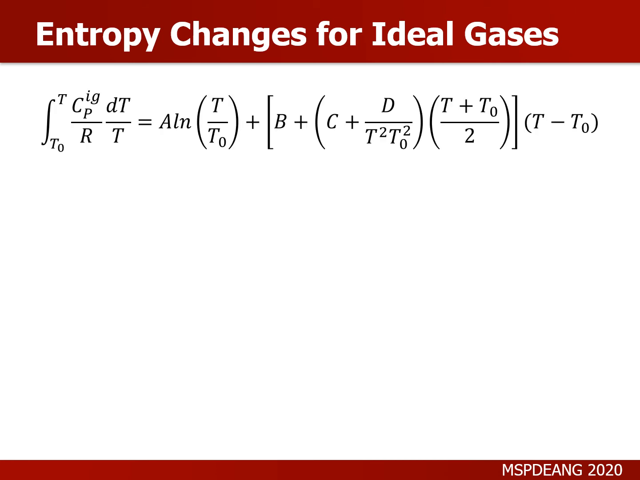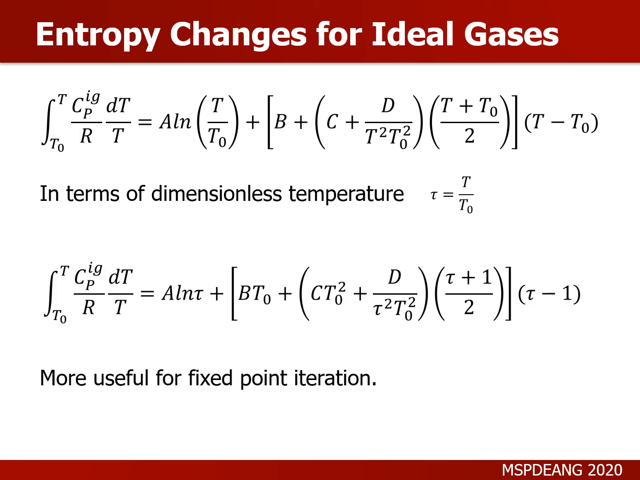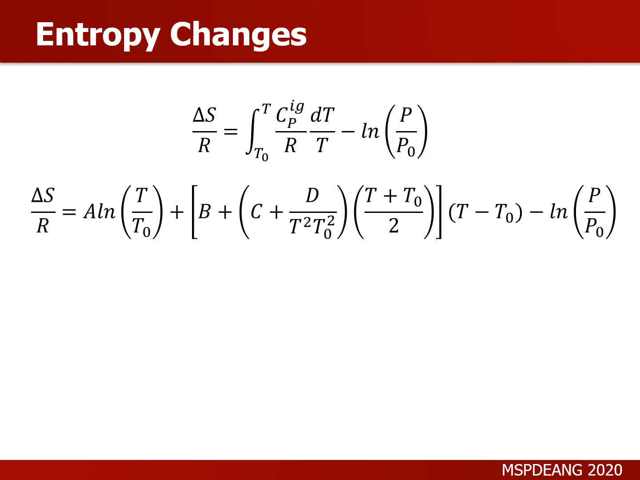In some cases, in our textbook reference, Smith, Van Ness, and Abbott, yung ginagawa niya, ina-express niya itong term na to in terms of a dimensionless temperature. So, tau is equal to T over T naught. And it's more useful, supposedly, for fixed point iteration, especially kapag unknown temperature yung ginagamit natin. Okay? So now combining, again, delta S over R is equal to the integral of Cp^ig over R dT over T from T naught to T minus ln P over P naught. So if Cp^ig over R is a function of temperature, you can have the integrated expression for the entropy change for an ideal gas, as shown.